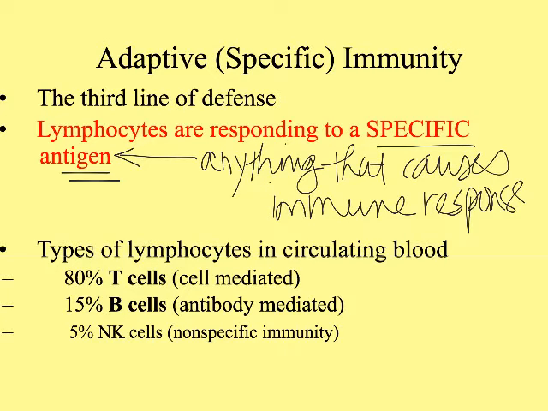Okay, now we're going to talk about lymphocytes. There are 3 types of lymphocytes circulating in your blood. 80% of them are T cells, and they're responsible for cell-mediated immunity. 15% are B cells, which are going to make antibodies. And then 5% are natural killer cells, which are nonspecific. They're going to kill, destroy anything they recognize as non-self.